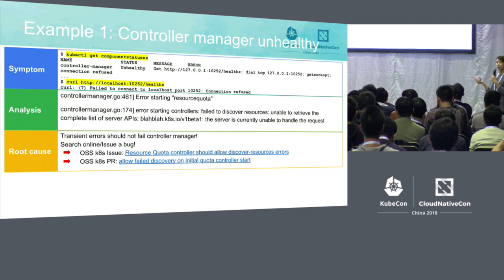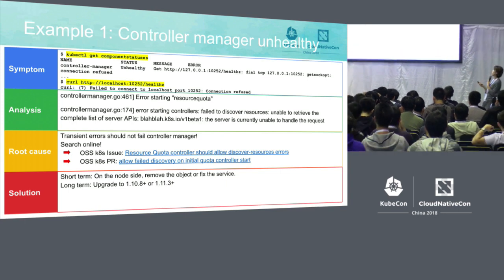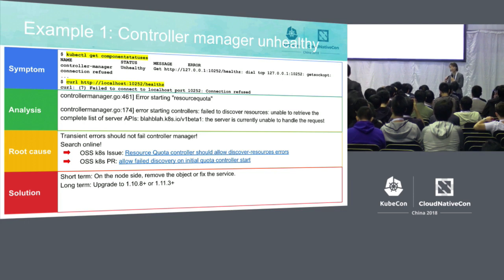So there is an open Kubernetes issue, and there is a fix for it. And once you get the root cause, the solution is very easy. Short term, you want to remove or fix this service on the node side. And long term, you do want to upgrade your control plane to whatever version has that fix.